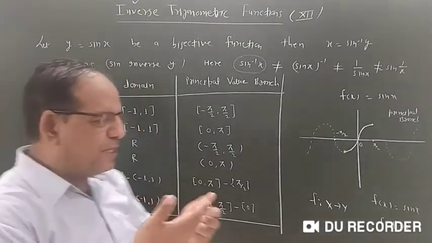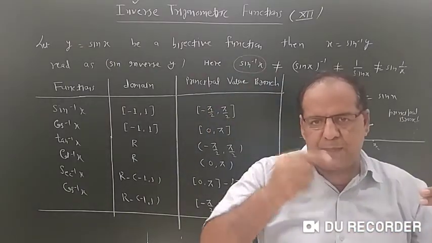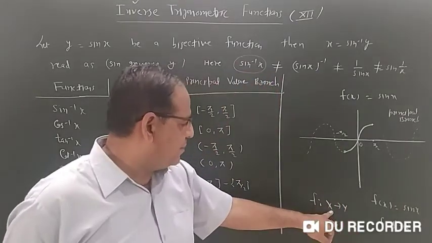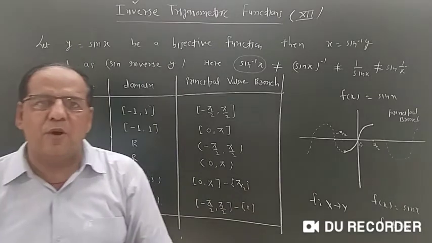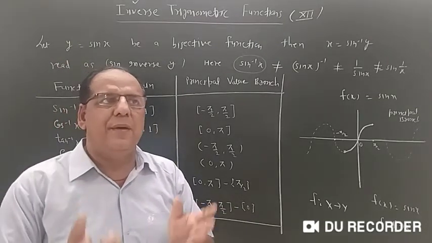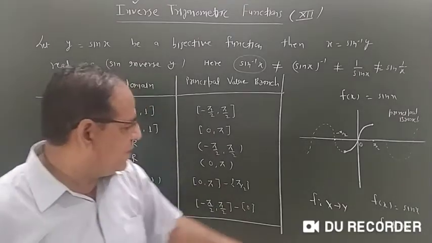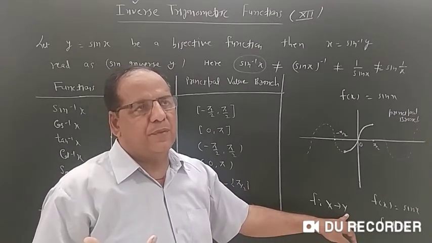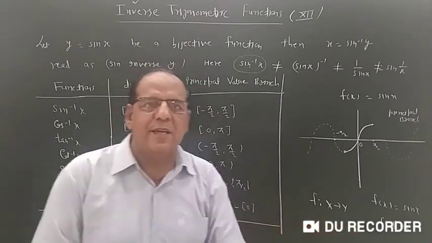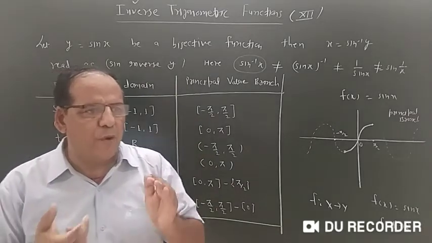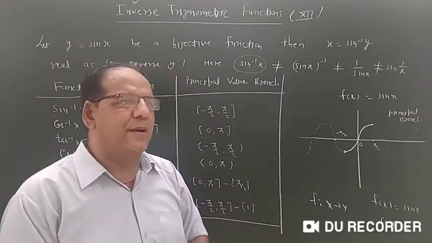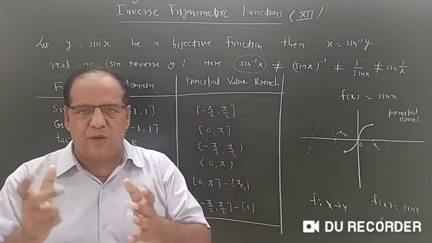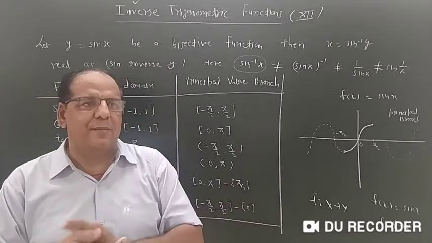Suppose a function f is defined from the set X to the set Y, written as f: X to Y. Then X is called the domain, Y is called the codomain, and the elements of set Y which are the images of the elements of set X are called the range. The range of the function may be a proper subset of the codomain or may be equal to the codomain. If the range is a proper subset of the codomain, the function becomes an into function. If the range is equal to the codomain, the function will be an onto function.